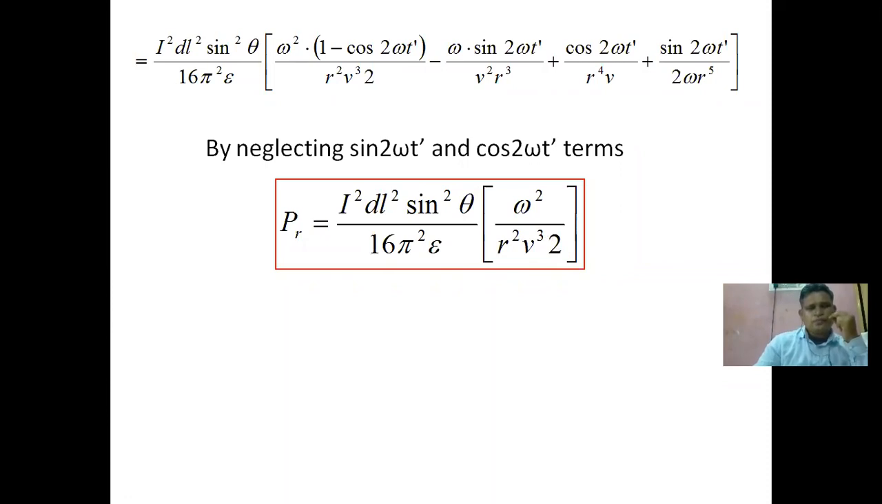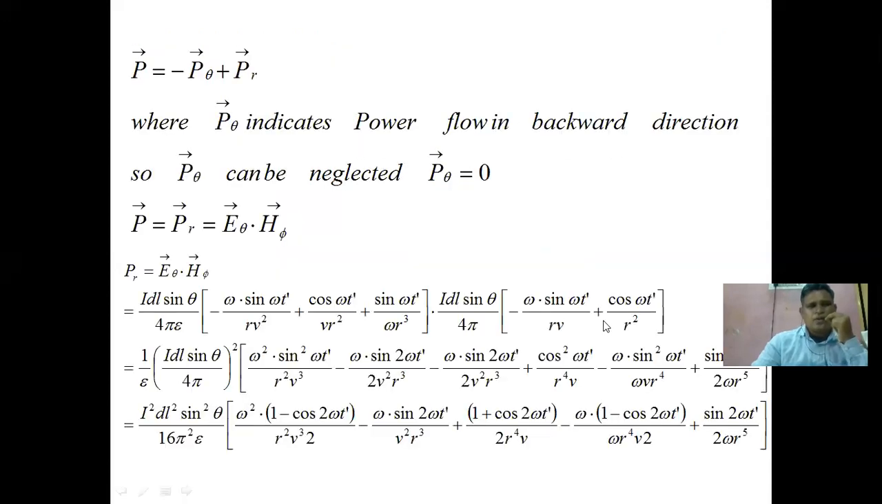Now, this is the expression for the average power, the power flow per unit area of a short dipole antenna. Okay, you have to note down this expression. Now we'll see how to calculate the radiation resistance of this short dipole antenna. Okay, now this is understood.